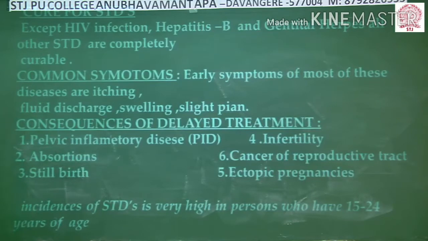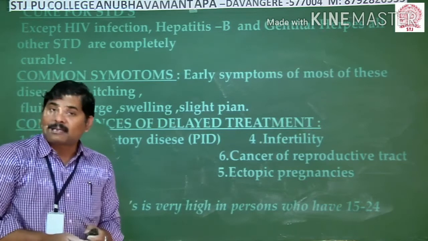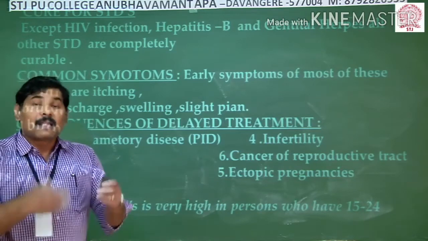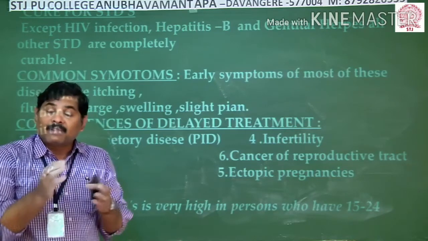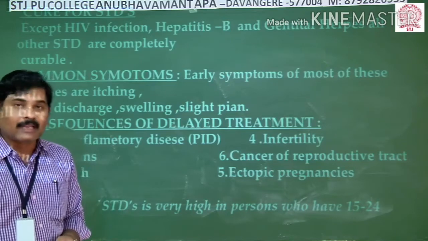Coming to the next one, how do we control? Is there any cure for the disease? Here again I am repeating and reminding you, diseases like HIV, hepatitis B, and genital herpes have no cure at all. Once the person gets the infection, throughout his life he has to suffer from the disease. The rest of the diseases, if they are identified at an early stage and treated in time, have a 100% cure.